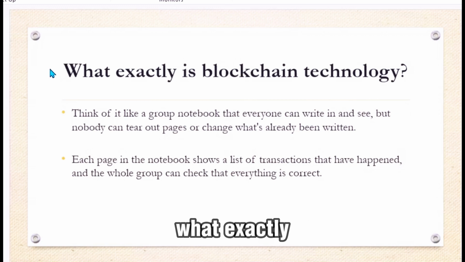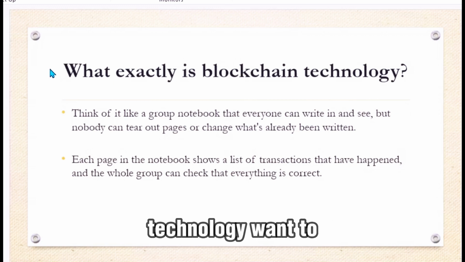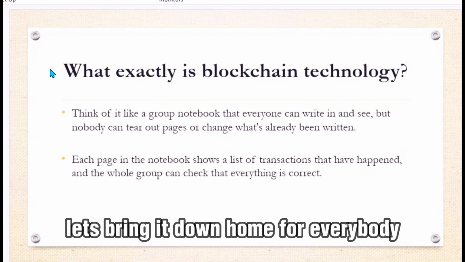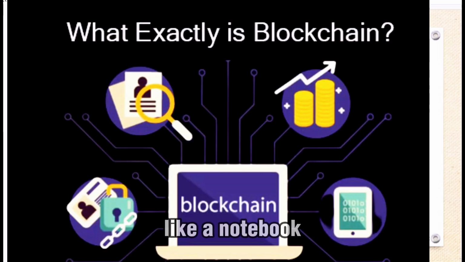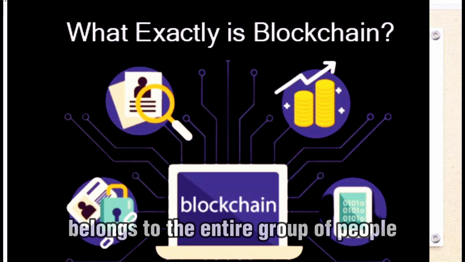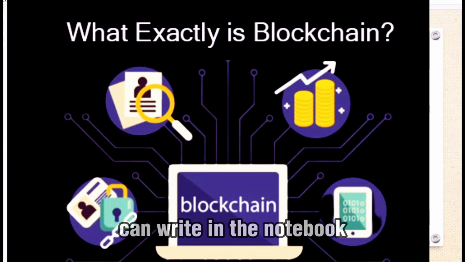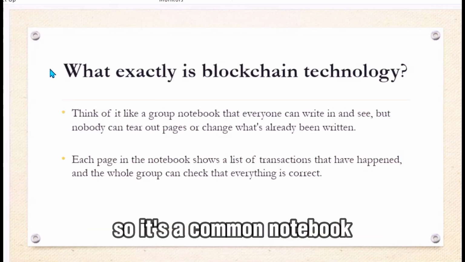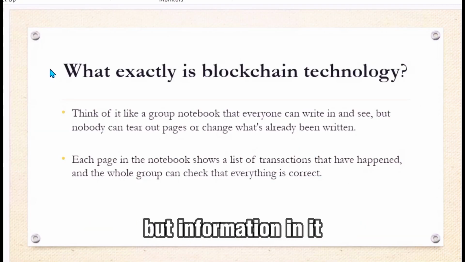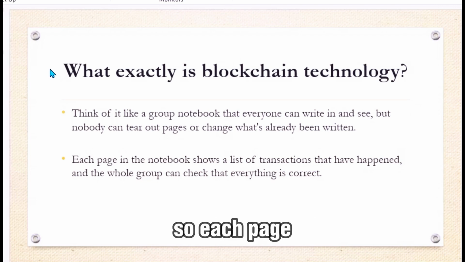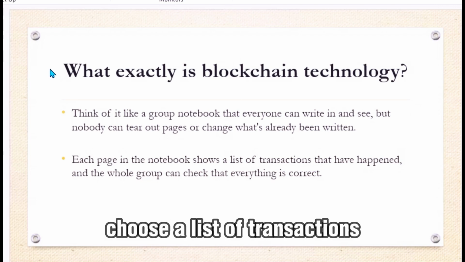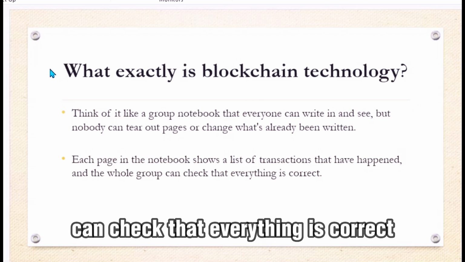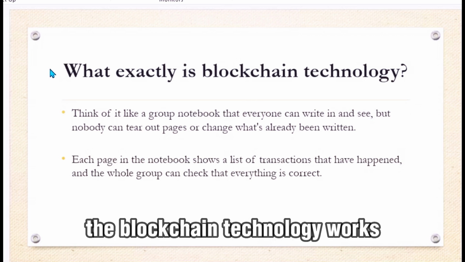So what exactly is blockchain technology? Let's not sound too technical, let's bring it down home for everybody to understand. Let's think of it like a notebook where we store our information. Think of a group notebook that belongs to the entire group of people. Everyone in the group can write in the notebook and can see what is written in it, but nobody can tear any page out of it or change what is already written. So it's a common notebook that we all have access to, but the information in it cannot be altered. Each page in the notebook shows a list of transactions that have happened, and the whole group can check that everything is correct. That is how blockchain technology works.